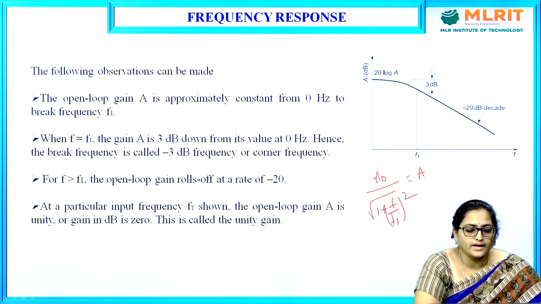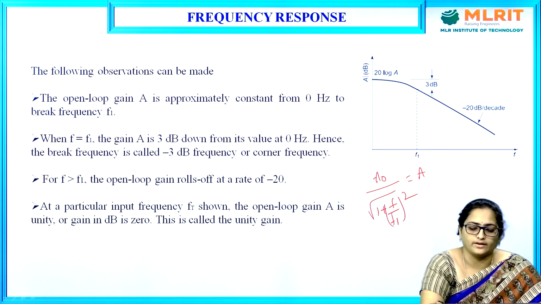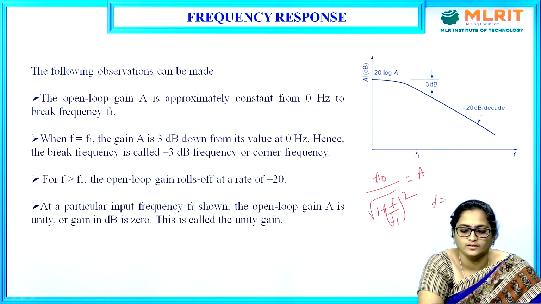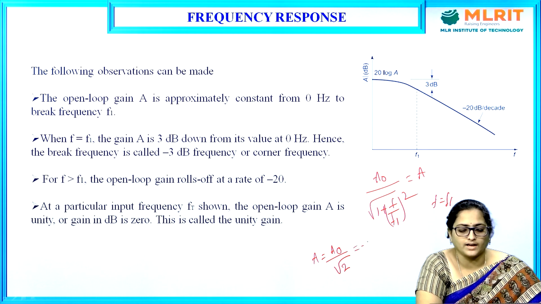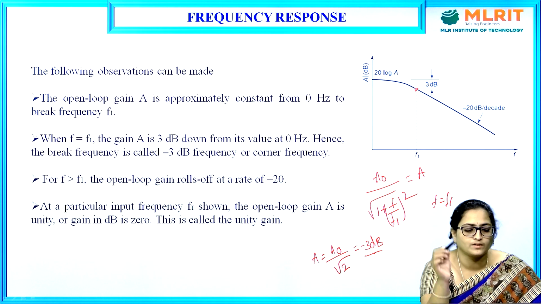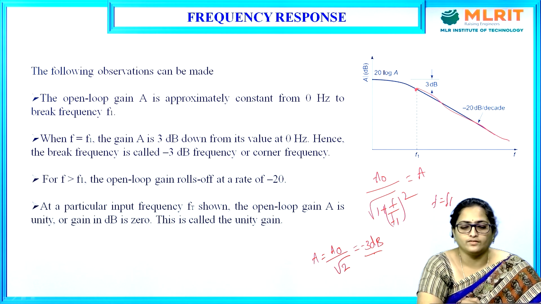The op-amp gain A is approximately constant from 0 Hz up to the breakdown frequency, which is at F is equal to F1. At F is equal to F1, A is given as A0 by root of 1 plus 1 whole square, so A0 by root 2. So you can get the minus 3 dB breakdown frequency or corner frequency. When F is greater than F1, the gain rolls down towards 0.